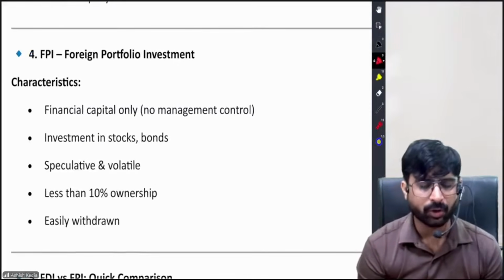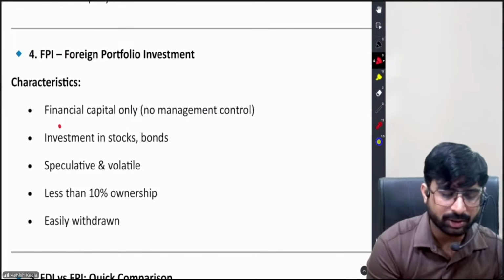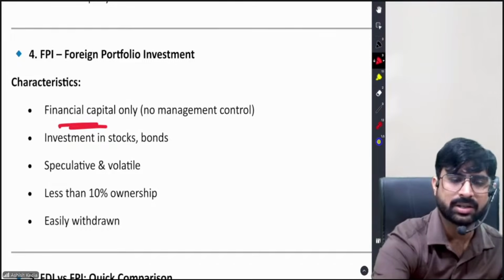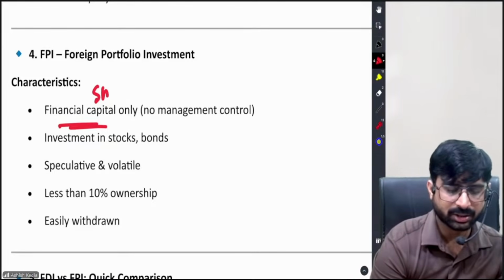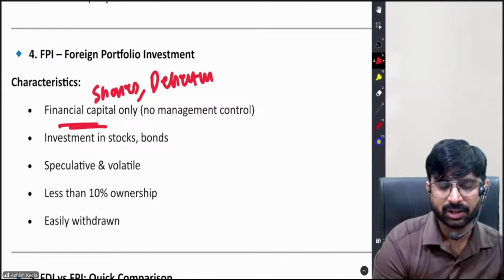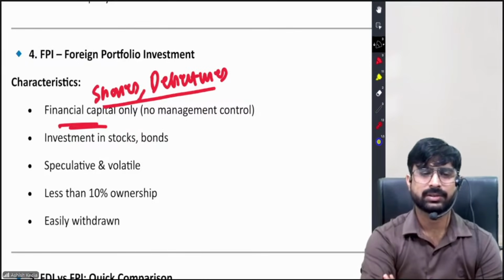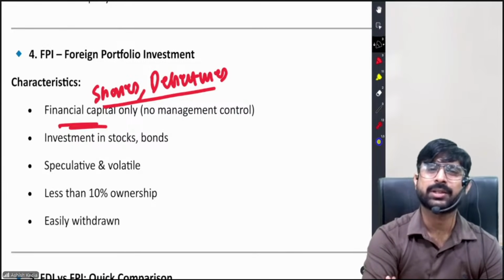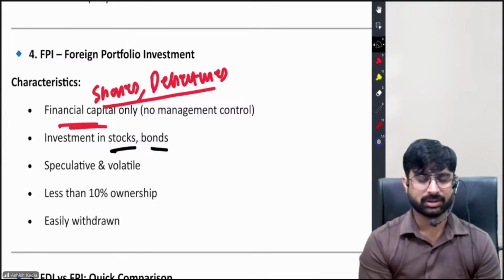Now, foreign portfolio investment. Students, here the main intention is to own the financial capital of the other party. Financial capital means shares, debentures, stuff like these. That is financial capital. This is what is written here, stocks and bonds.